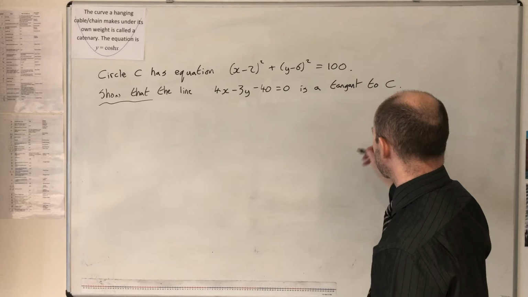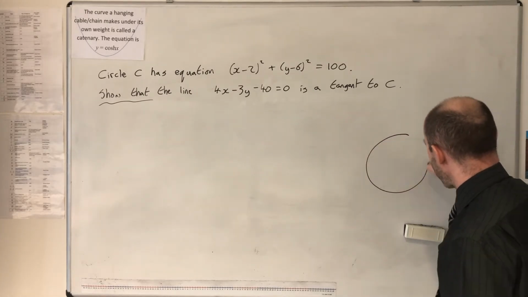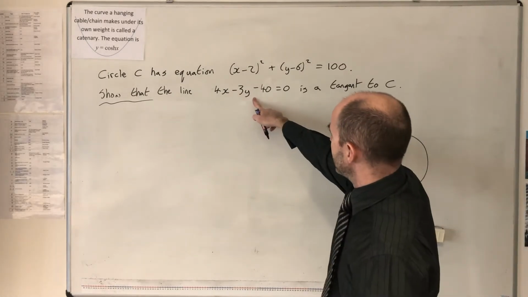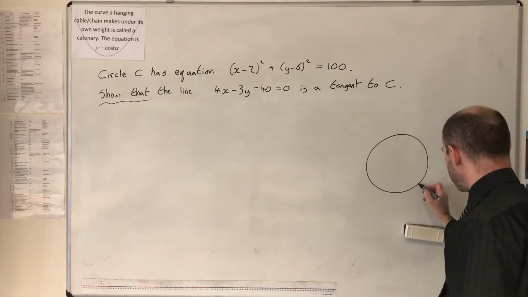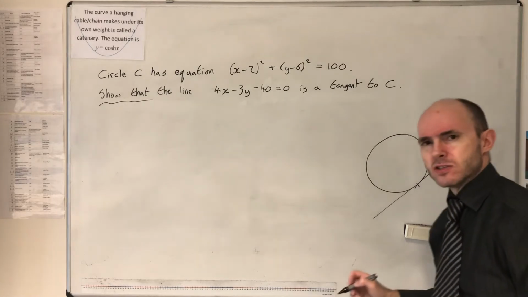So let's just draw a quick sketch to see what's going on then. So here's a circle, not particularly well drawn, I have to say. What's the gradient of this line going to be? That's going to be 4 over 3. So let's just draw it like this. Right, so that's a tangent to the circle.